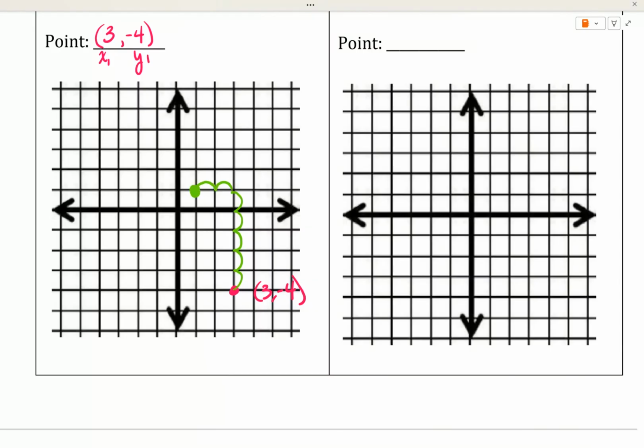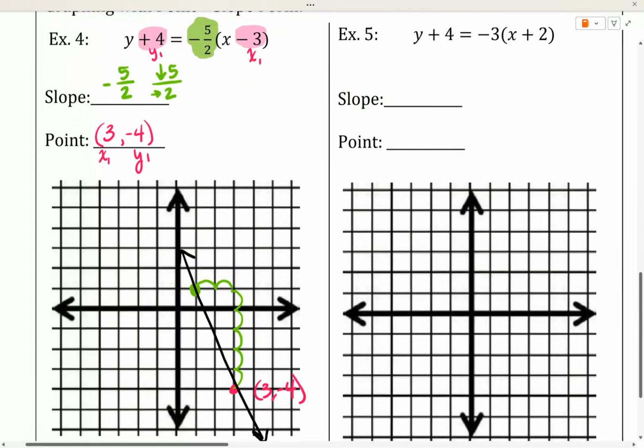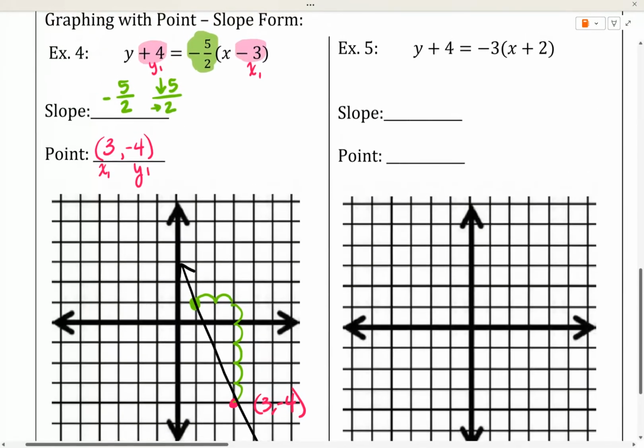And place my point. So then I can draw a line connecting those 2 points, and that is my line for y plus 4 equals negative 5 over 2, parentheses x minus 3.